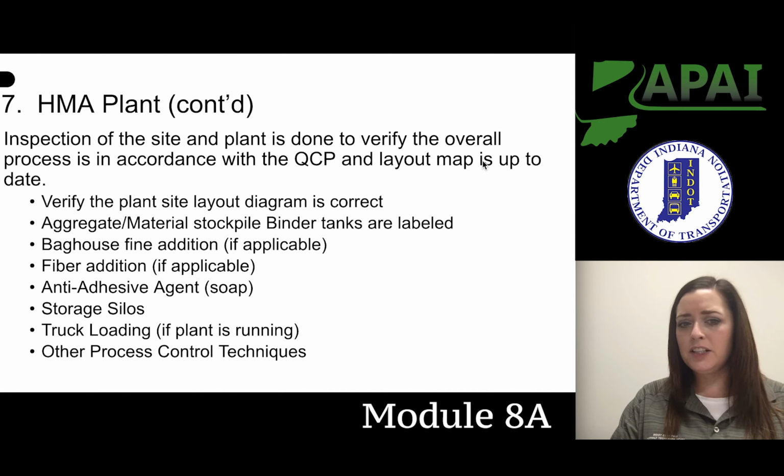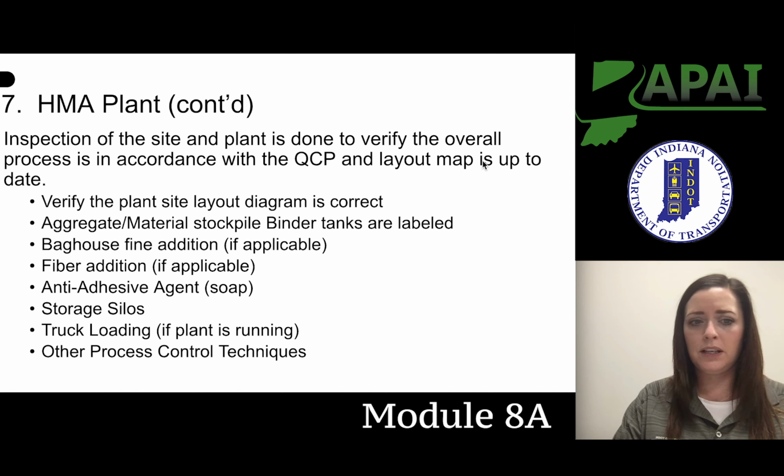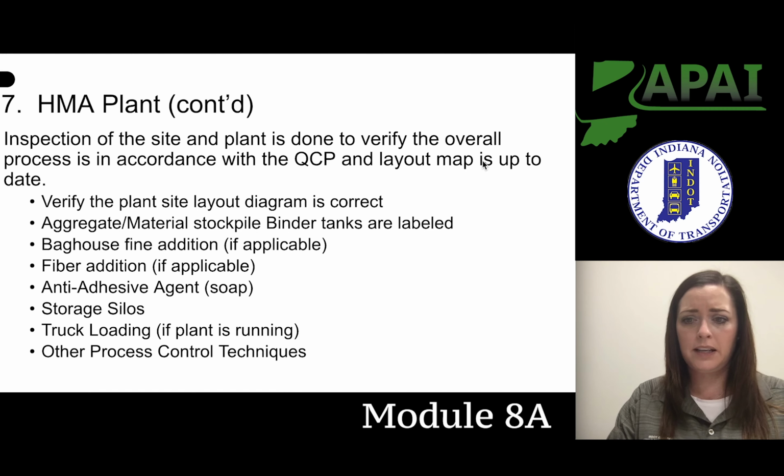The anti-adhesive agent, a lot of people call it soap, needs to be documented where it is on the site itself, and also what it needs to be labeled out on the plant, which anti-adhesive material that you're actually using. The number of storage silos, the capacity of the storage silos, and if they can store mix overnight or for how long they can store the mix is also reviewed at this time. Whatever is shown on the quality control plan layout map and what's documented in the quality control plan need to match what's actually out on the plant site.